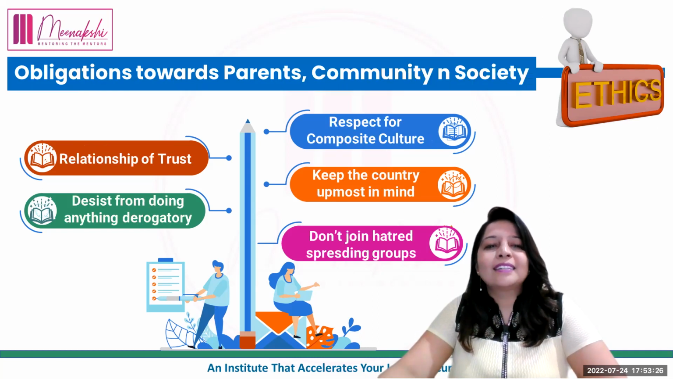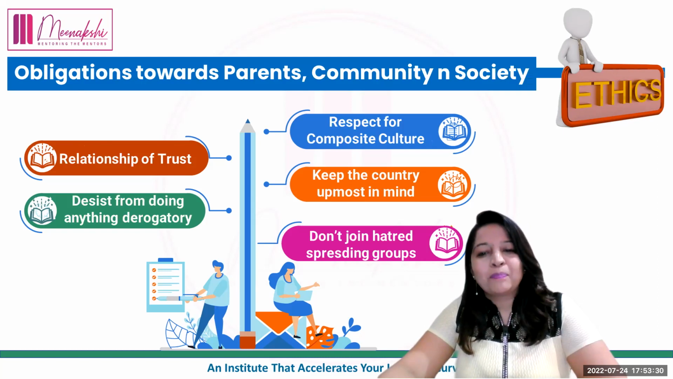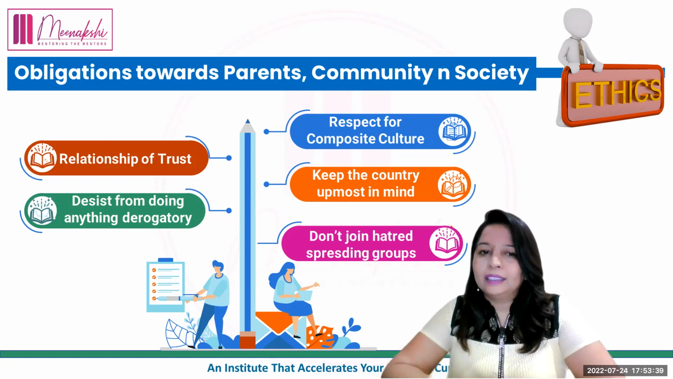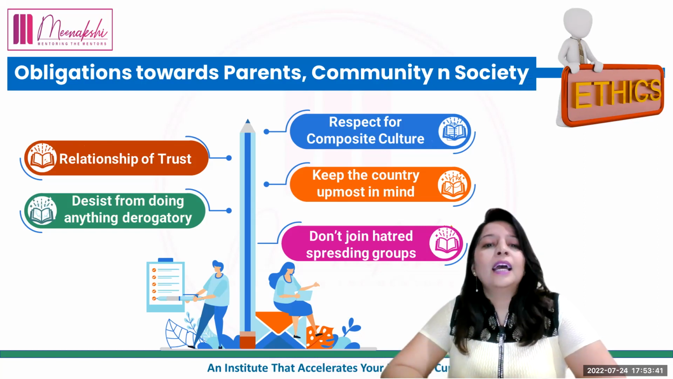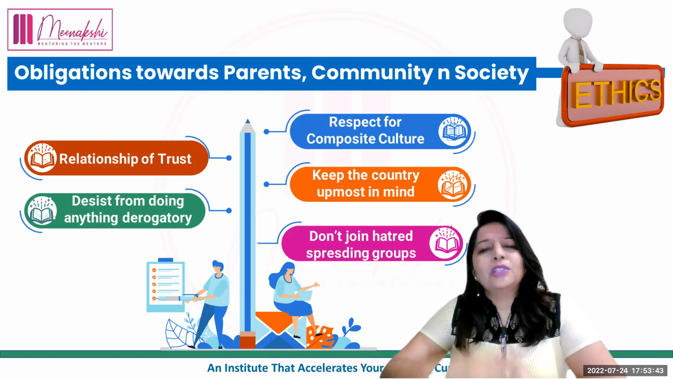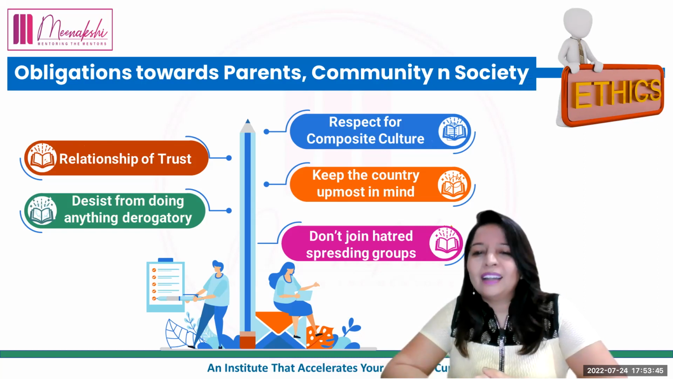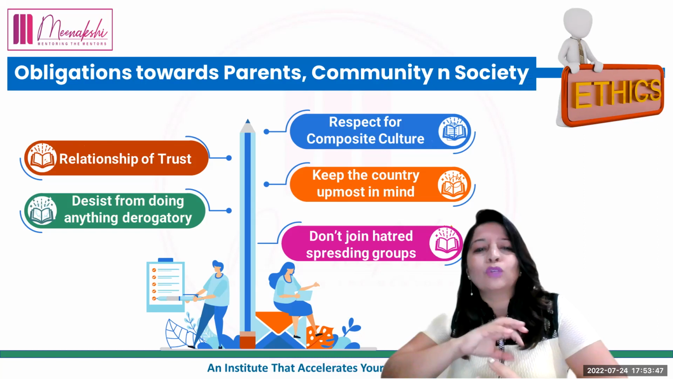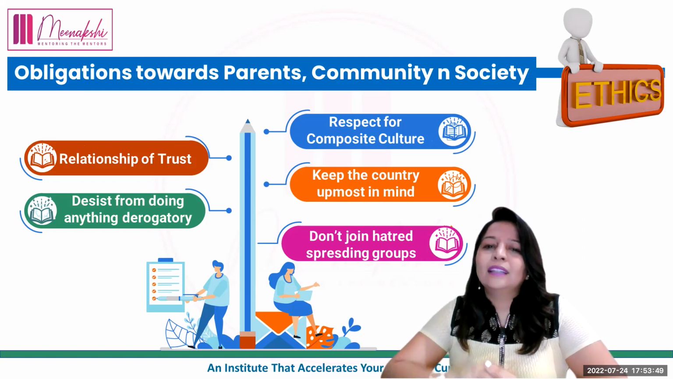Now, next, obligations towards parents, community, and society. What is mentioned over there in obligations towards parents, community, and society? There are 5 points in that. Let me talk about that. First of all, establish a relationship of trust with the parents and guardians in the interest of all-round development of the students. That relationship of trust is really very important.